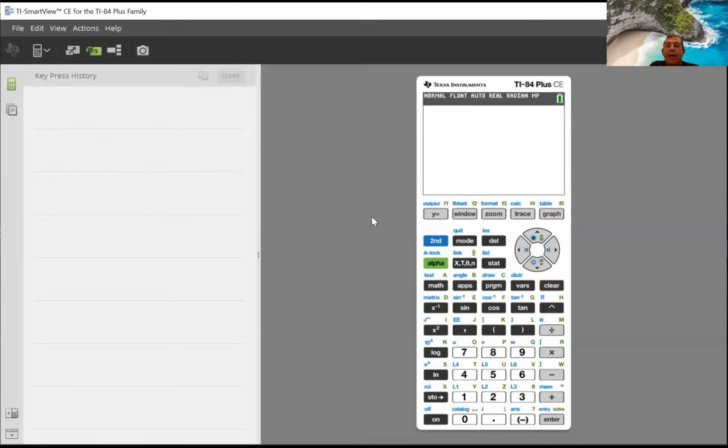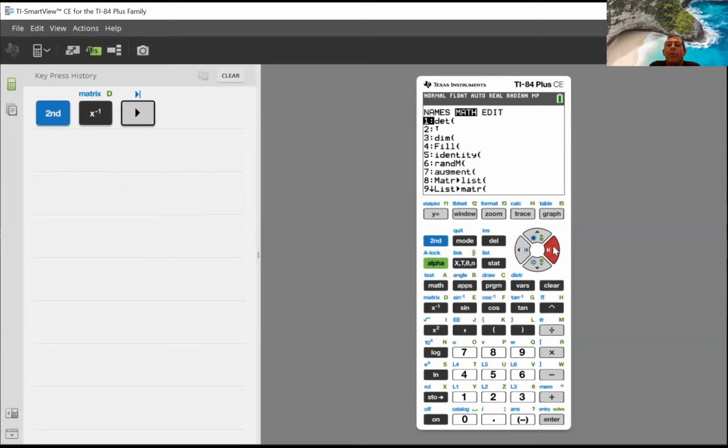All right, so to get to the matrix, I'm going to hit second, x negative 1. Now, to put our numbers in, we need to go over to edit. And I'm just going to hit enter because A already has stuff in it. So I got a 3 by 4, but mine's already got a 3. So I'm going to hit enter and enter on the 4.